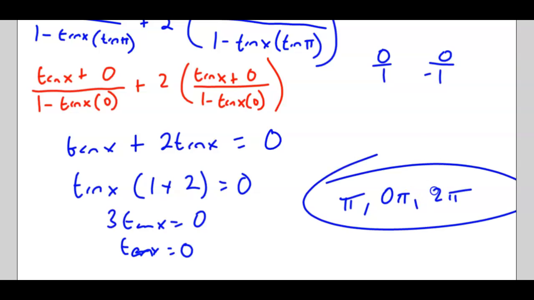All right, cool. I thought you said pi over 2 or something. I'm sorry. Right here, that's a plus. Yeah, I factored out a tangent. That's 1 plus 2. I could have just added this and went 3 tan. I don't even know why I did that.